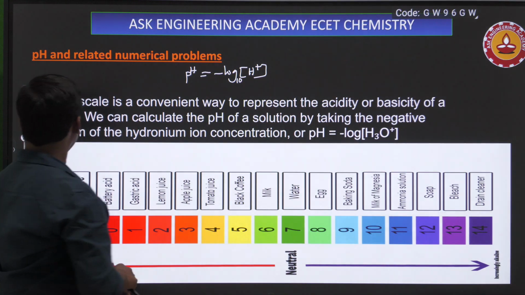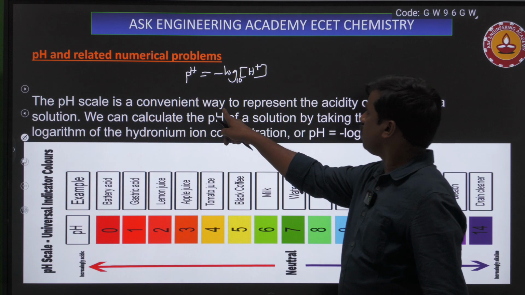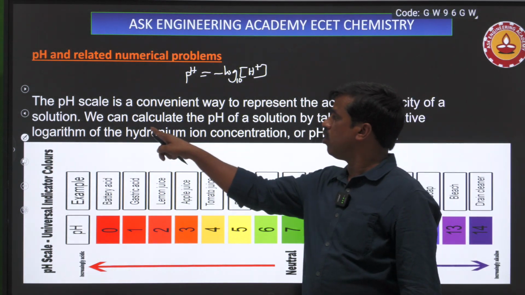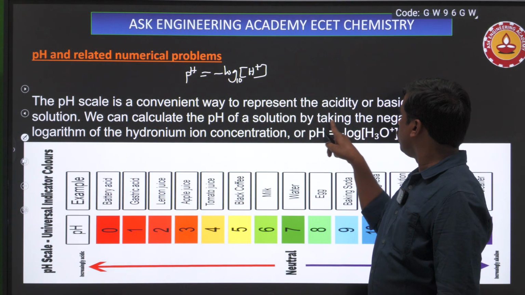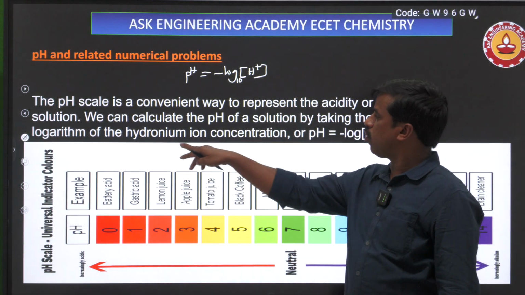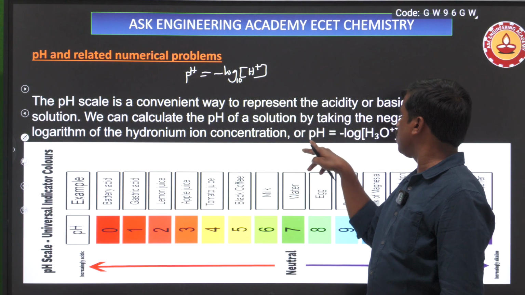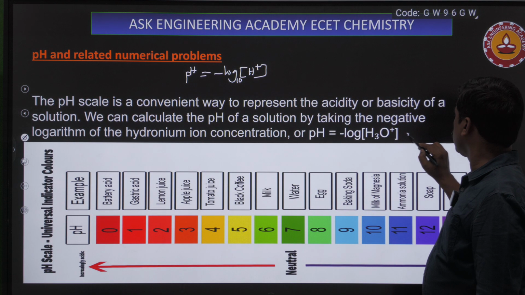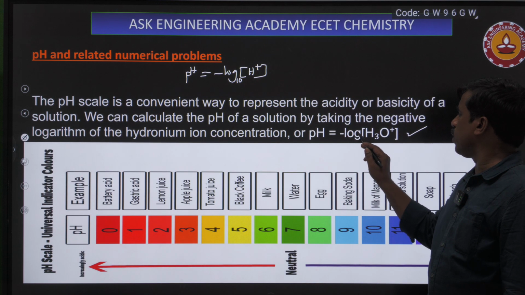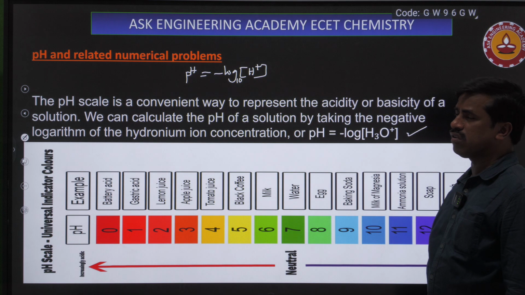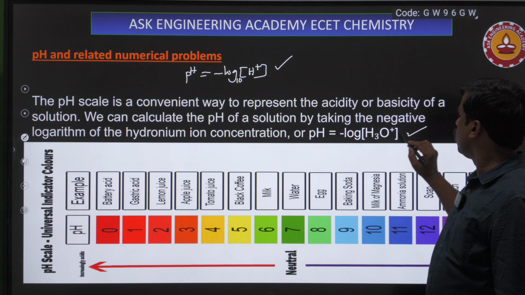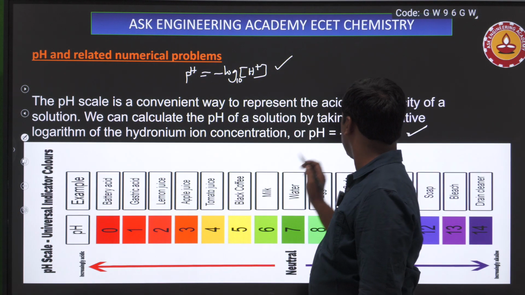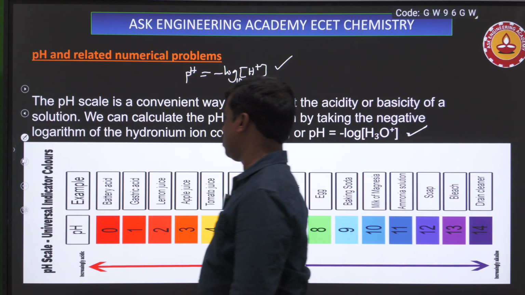Here check it. The pH scale is a convenient way to represent the acidity or basicity of a solution. We can calculate the pH of a solution by taking the negative logarithm of the hydronium ion concentration. pH is equal to the negative logarithm of H3O plus. This is the basic equation, and also the modified one: pH is equal to minus log of H3O plus.